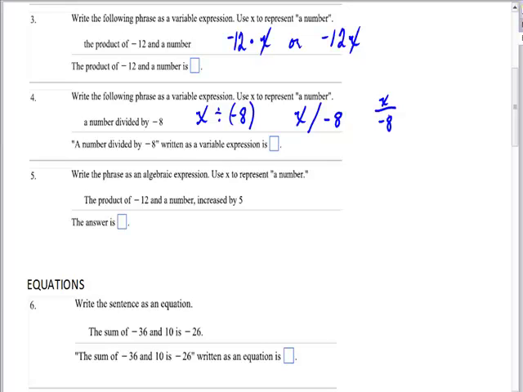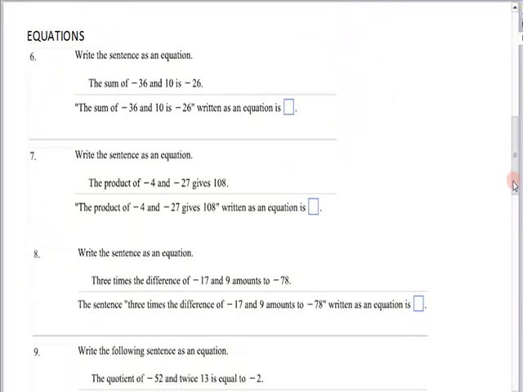All right, the last one of the expressions, the product of, okay, when it says product, I'm ready to multiply, -12, put that in first, and a number, that'll go in second. Then it says increased by 5, so plus 5. How would I write that? -12x plus 5. So that should all look like review from a much earlier activity.